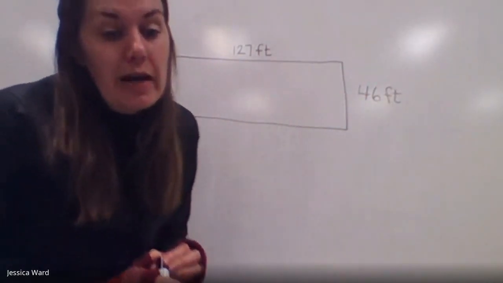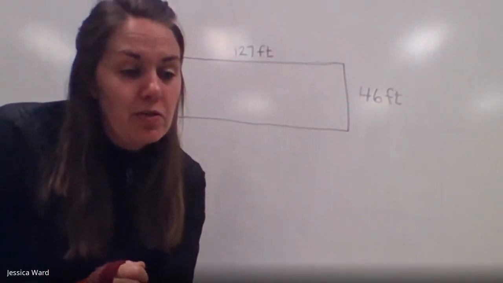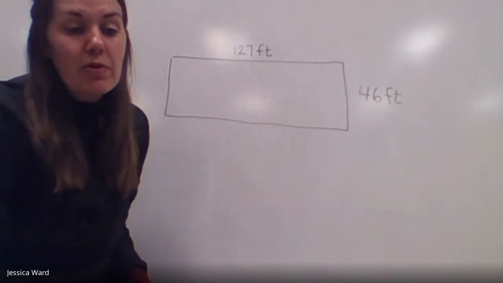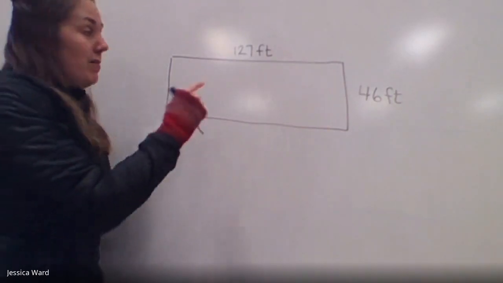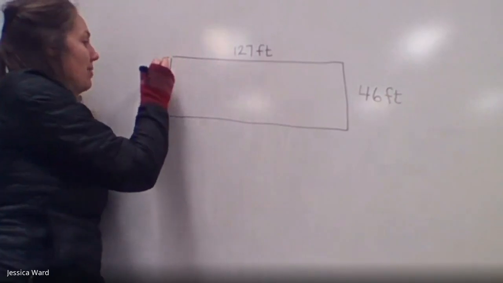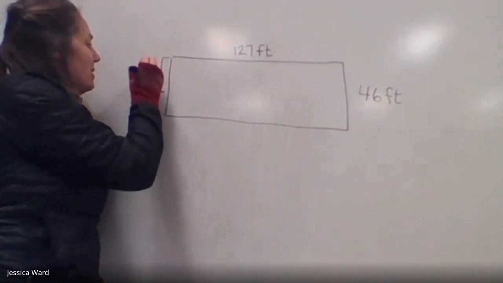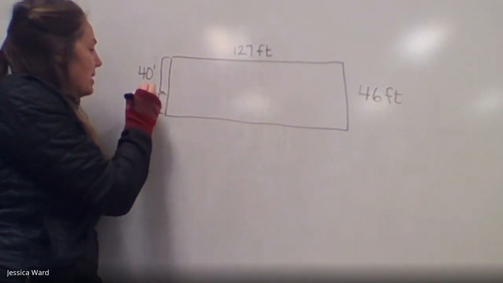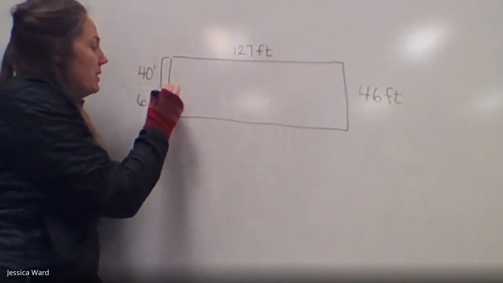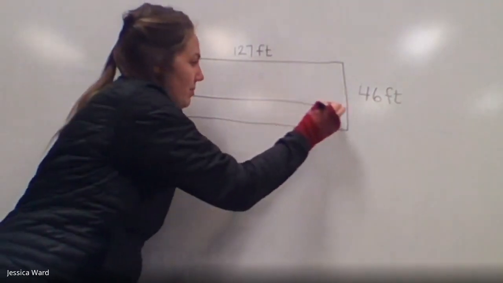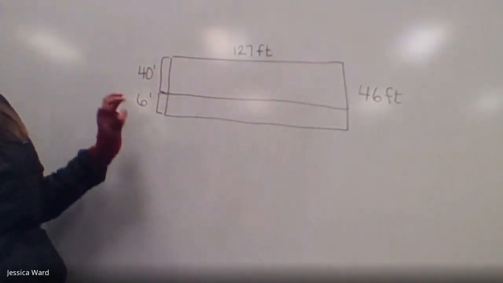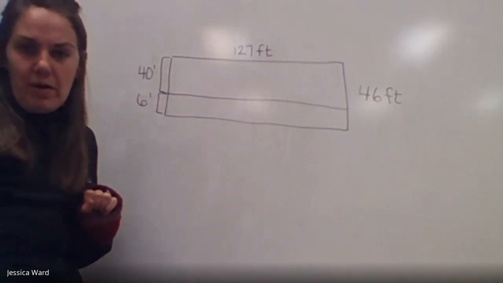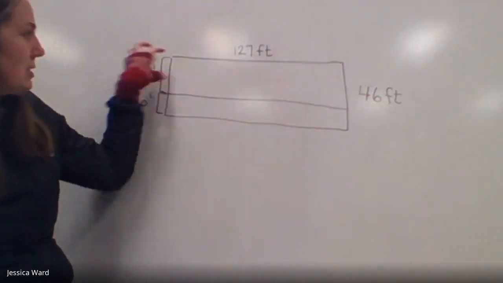Now, as I read through the rest of the problem, it says there's a grassy section with a width of 40 feet and a cement sidewalk with a width of 6 feet. So I'm going to go ahead and say that we have one section that's 40 feet and one section that's 6 feet. So that would split my rectangle kind of like this. I have a 40-foot section on the top and a 6-foot section on the bottom, right? So this is my sidewalk section, this is my grassy section.